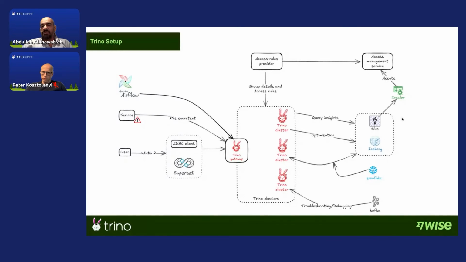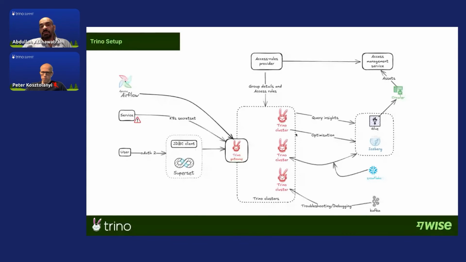On the right-hand side, we have the different data sources. We still have direct access from Trino to our Kafka clusters, but this is only for troubleshooting and debugging, mainly for engineers who want to debug issues with services in relation to Kafka messaging. We also have our current warehouse as a direct source for Trino, but this is not heavily used, and I will explain why in the next slides.